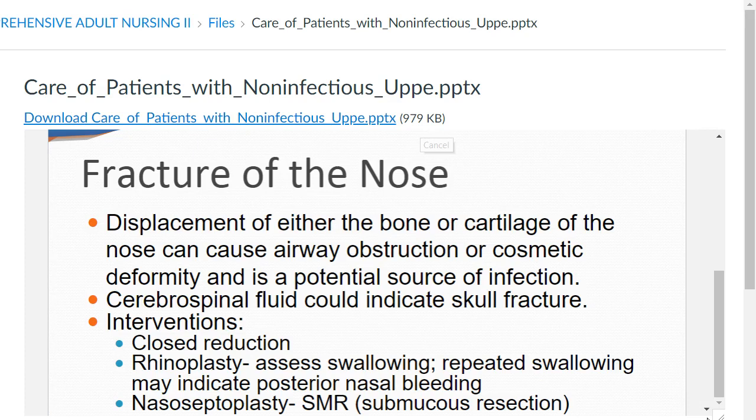And like I said before, always keep in mind that we might have some kind of neurological problem too. That's why when we see any drainage come from the nares or from the nose, we want to test it for cerebrospinal fluid, because that could indicate that your patient might also have a skull fracture along with the fracture of the nose. All right, very important. Then we also have to use our keen assessment skills to look at their level of consciousness and all the other associated neurological assessments that we need to do on this patient.